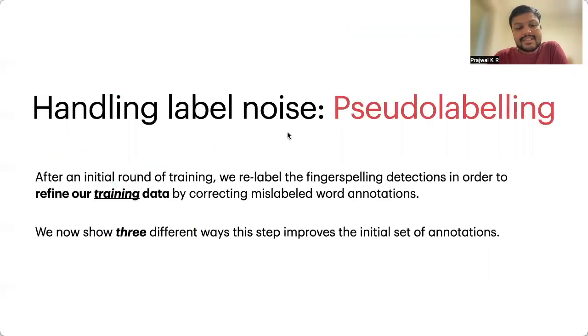The second strategy is pseudo labeling. After training a model with the initial set of annotations, we can use it to do a round of pseudo labeling of our training data. This gives us more finger spelling instances, better localization, and better word labels. Let us check out three cases on how this helps.